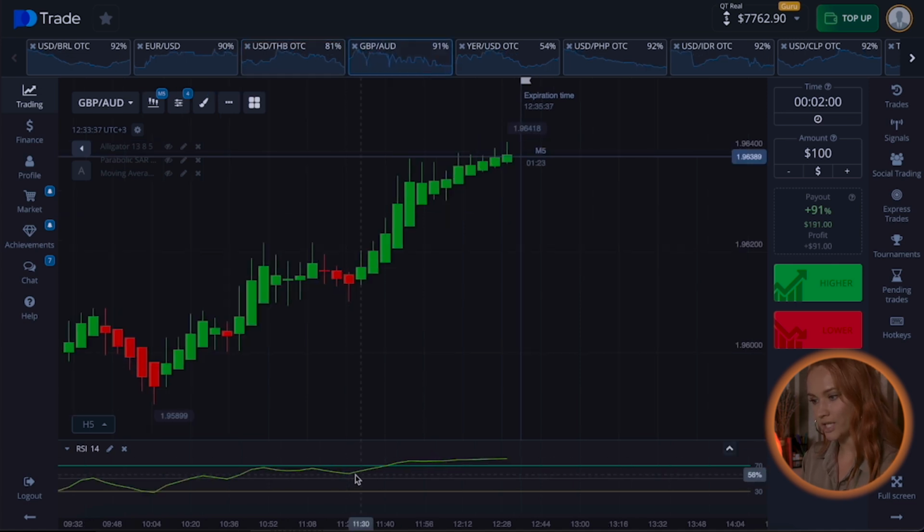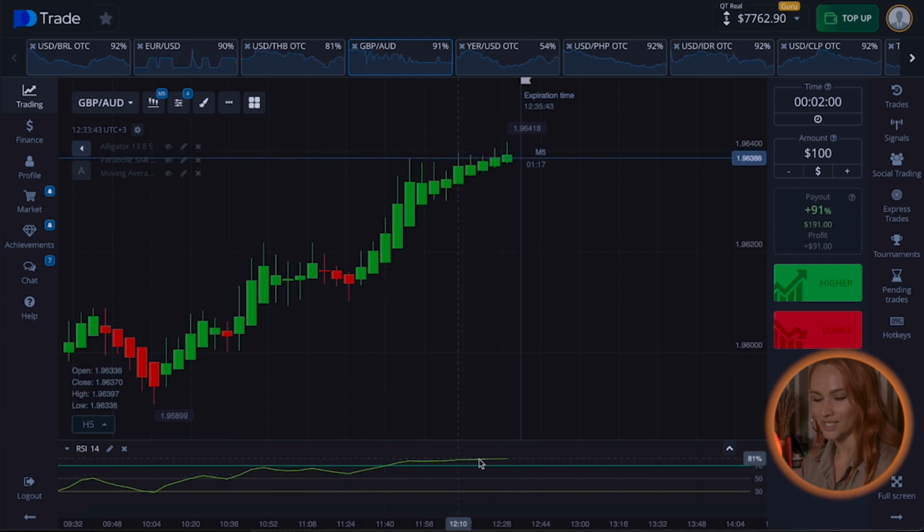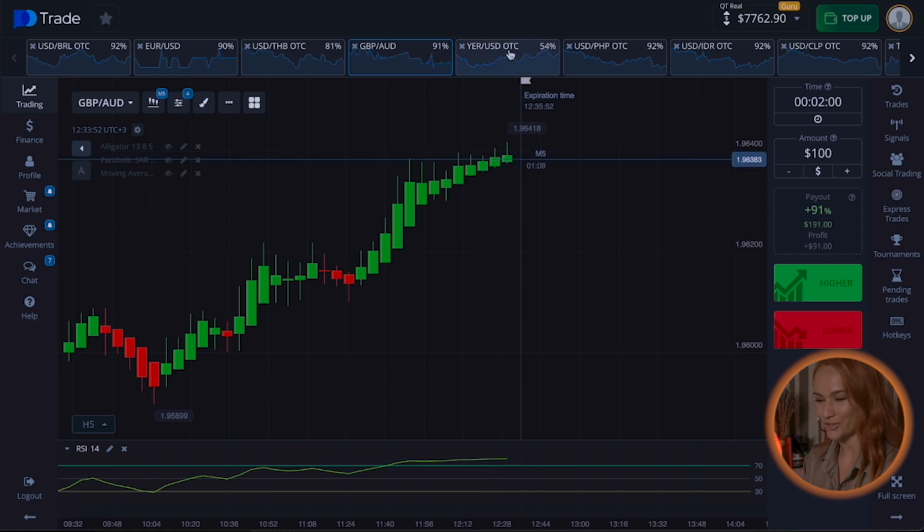Notice how here we have a clear bull trend, but since the RSI is moving sideways, there's a high possibility that the deal will not be successful. So why don't we just find another currency pair?